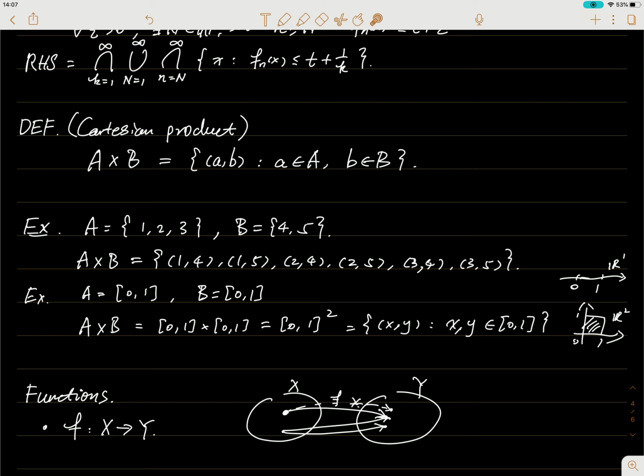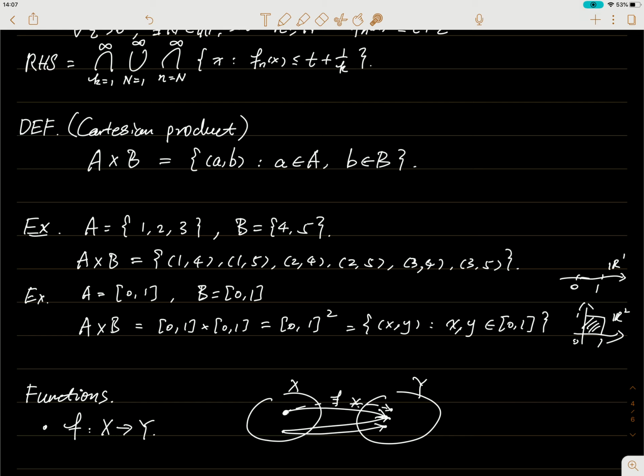This is different from the Cartesian product of B and A, because the order is changed. But other than that, this is very straightforward to interpret. For example, if I have the set A as just the set of three numbers, 1, 2, 3, and B is the set of two numbers, 4 and 5, then the Cartesian product of these two will be (1, 4), (1, 5), (2, 4), (2, 5), (3, 4), (3, 5). So that's the Cartesian product of A and B.